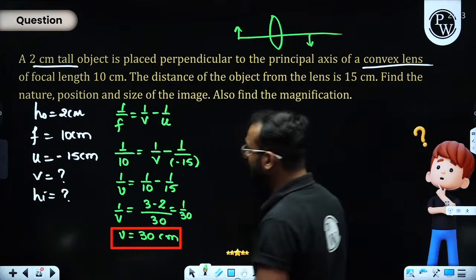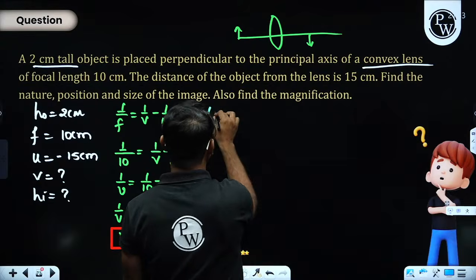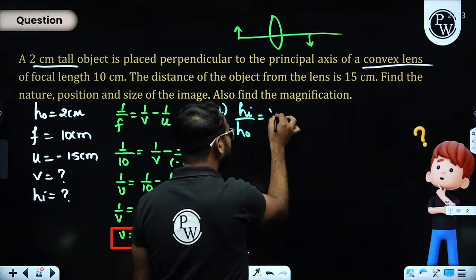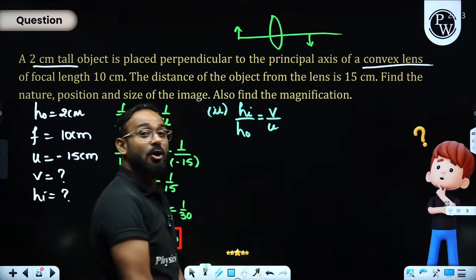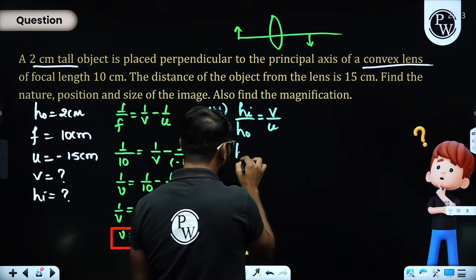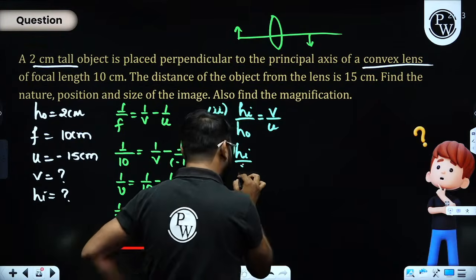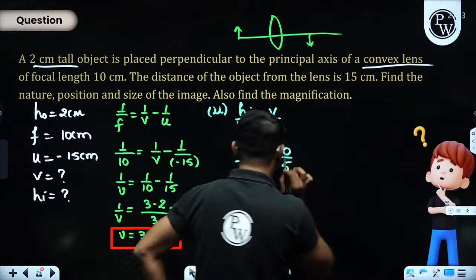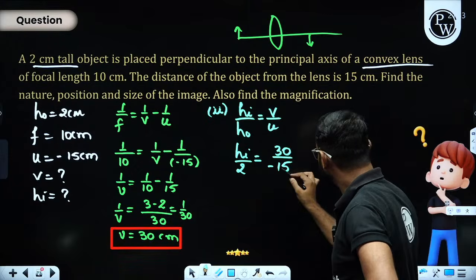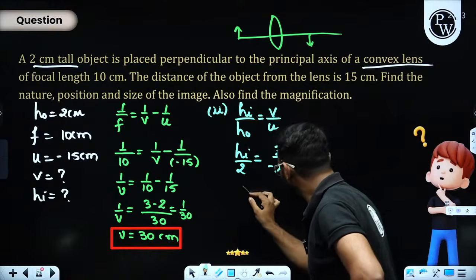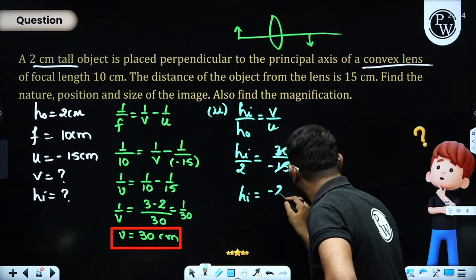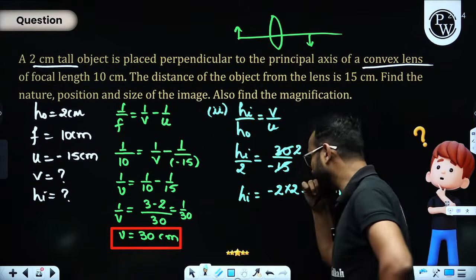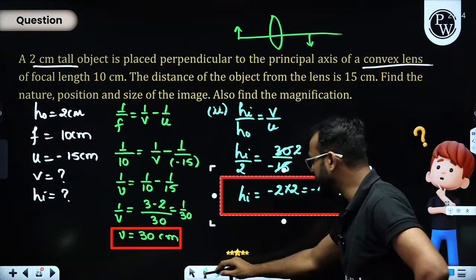Now they are asking about height. Part 2. HI upon HO, height of image by height of object, is equal to image distance by object distance. Height of image, no idea. Height of object, sir, 2. Image distance 30, object distance minus 15. Cancel them. This is going to be 2. So HI is equal to minus 2 multiply 2, that is minus 4 centimeter.